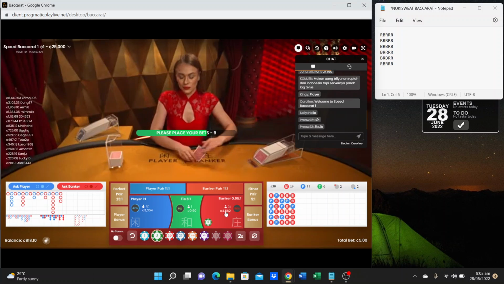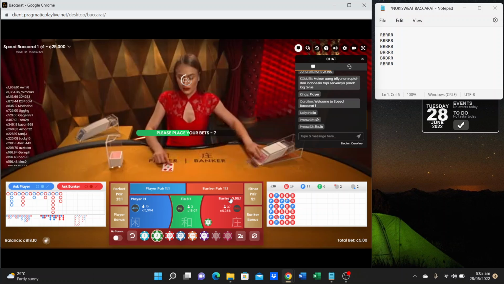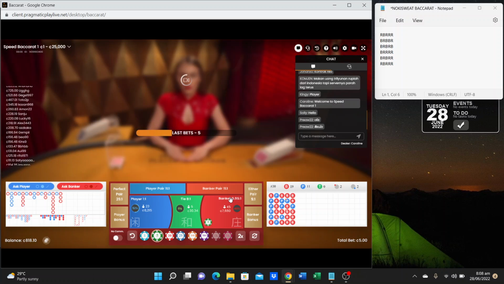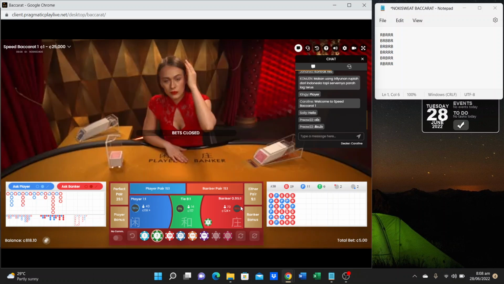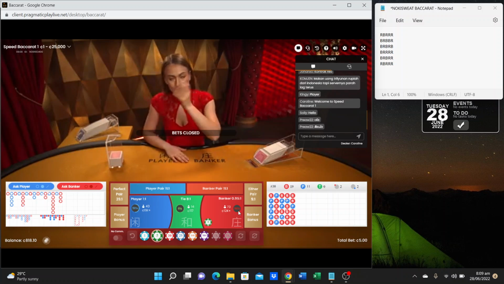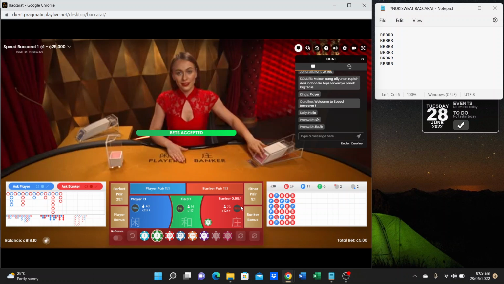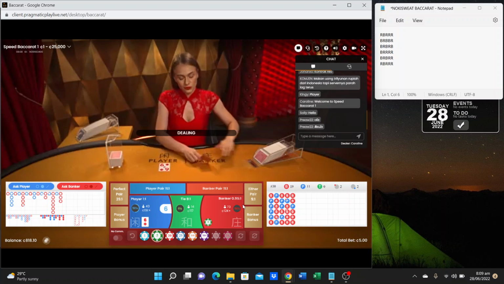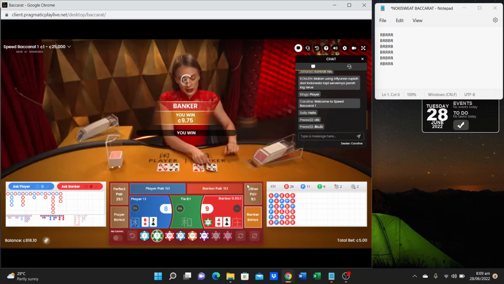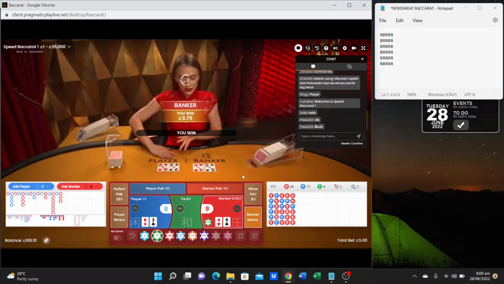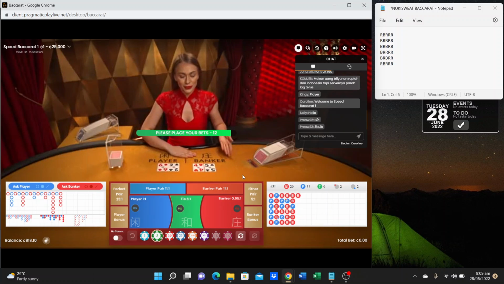Like I said, we are using a super martingale. And so our base bet is 5. Our progression starts 5, 15, 35, 75, 150, and then the last bet is 300. 8 for a player. So guys, look at that. We won again.